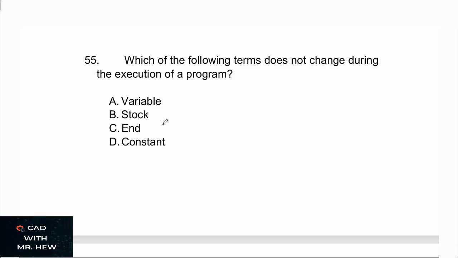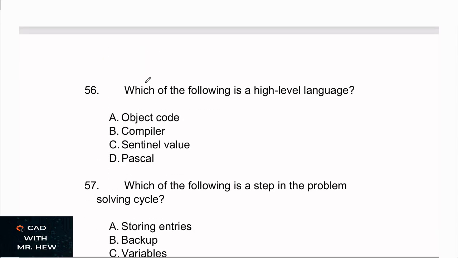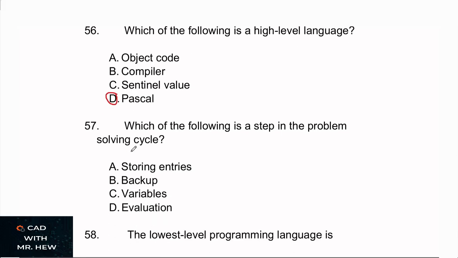Okay. 55. Which of the following terms does not change during the execution of a program? We have A, variable, B, stock, C, end, D, constant. The correct answer is D. 56. Which of the following is a high-level language? We have A, object code, B, compiler, C, sentinel value, D, Pascal. The correct answer is D.